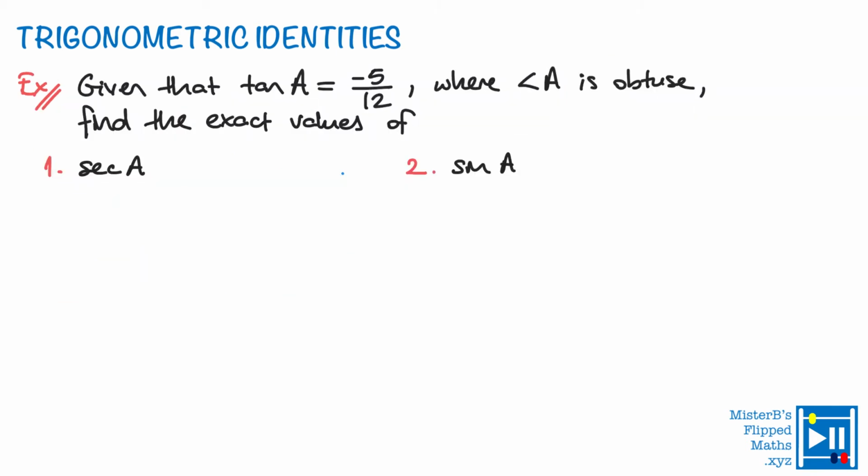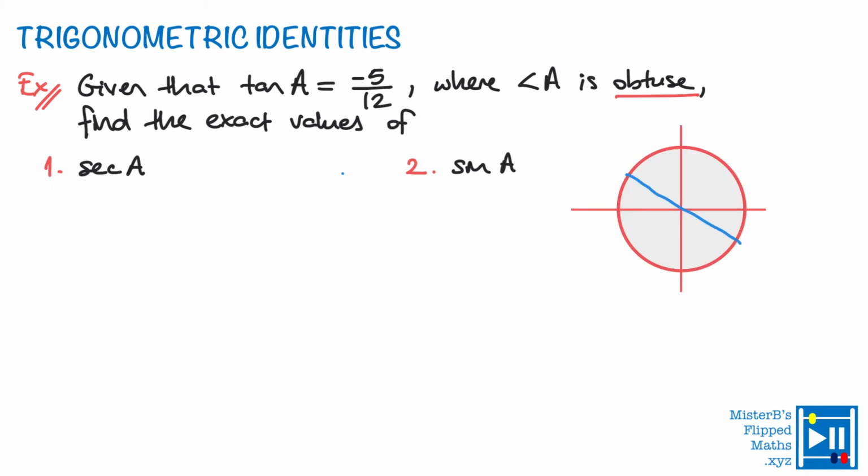Given that tangent of A is minus 5 over 12 and the angle A is obtuse, find the exact values of secant A and sine A. Now, first of all, let's look at this word obtuse. Now, this gives me that on the unit circle, this angle is either this or this, because at quadrant 2 and 4, tangent is negative, right? But we're told that the angle is obtuse, so we'll go with this one. Now, since 1 plus tangent squared A would be secant squared A, I'm going to substitute the values.